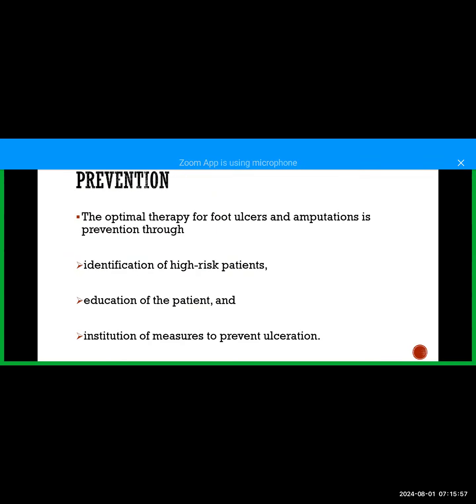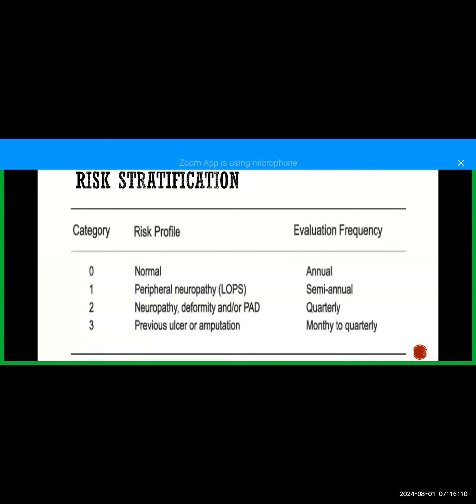For prevention, identification of high-risk patients, educating patients and teaching measures that will prevent further ulcerations. Now, for patients that are normal during examination, we can do an annual examination of their foot, for those that have peripheral neuropathy, semi-annual, and those that have neuropathy and deformity can be examined quarterly.